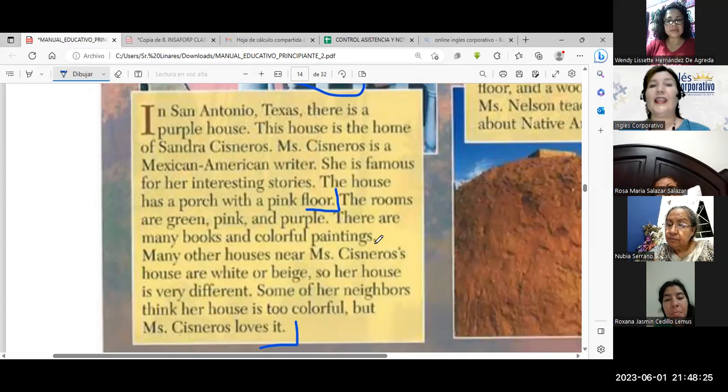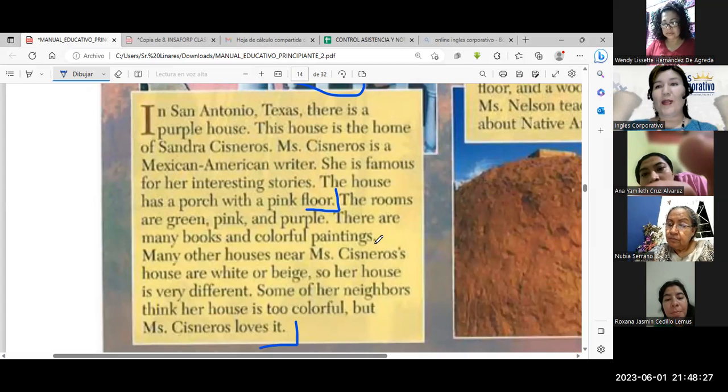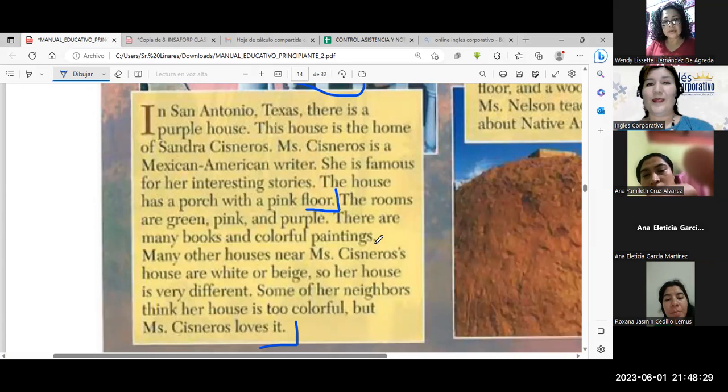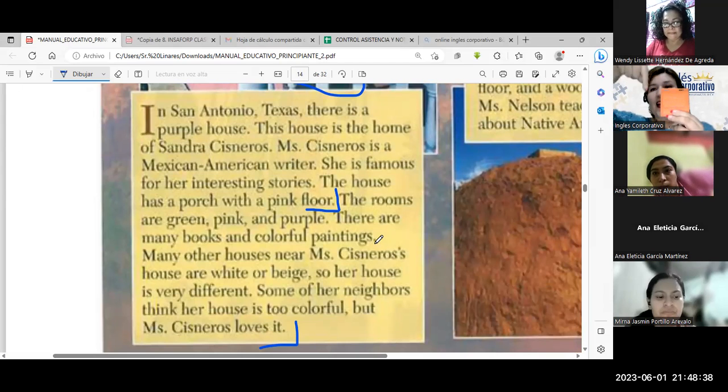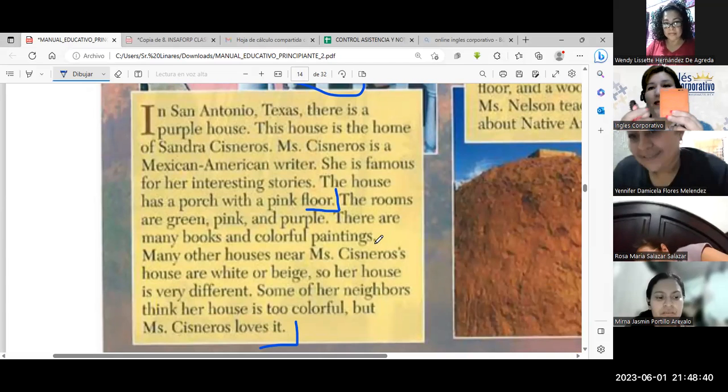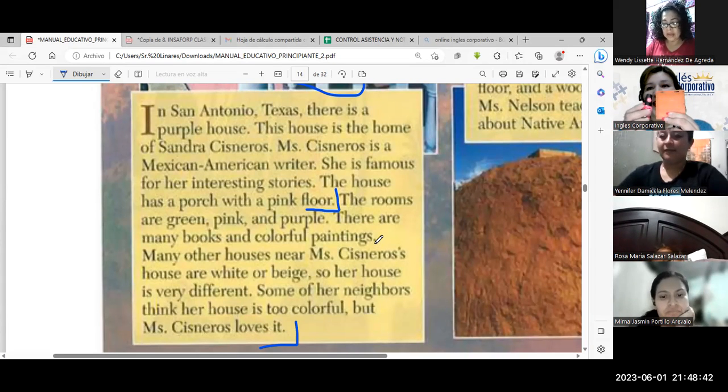Paintings. Pinturas. Neighbors. Cuadros. Neighbors are the people who live next to you. Imagine that this is your house, vecinos, right? Here is your neighbor, right? Your neighbor lives here. This is your neighbor, and this is another neighbor here.